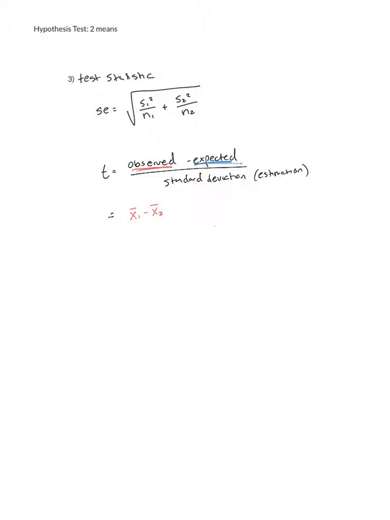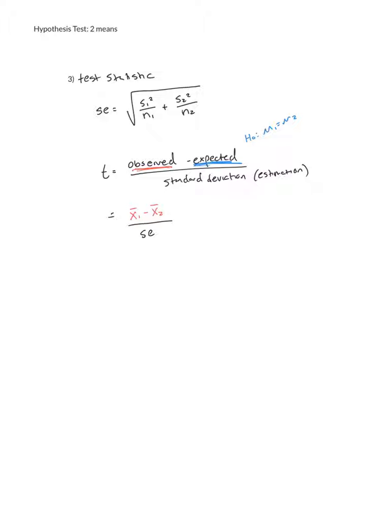Our expected is what we expect the difference to be. Remember, our null hypothesis was mu1 equals mu2. Well, if we're assuming that the population means are actually equal, then the difference between them would be 0, which is why we have minus 0 there. We divide by our standard deviation estimate, which is SE. And notice that because I'm subtracting off 0 there, 0 doesn't actually matter. So I'm going to go ahead and erase it. And that'll be my t-score.